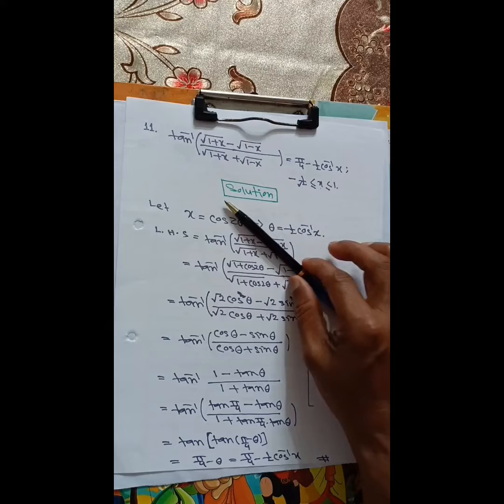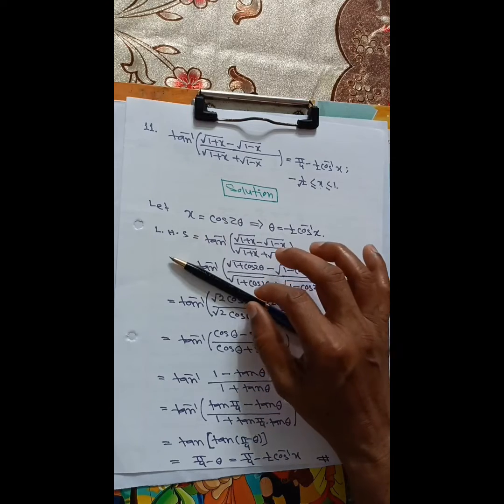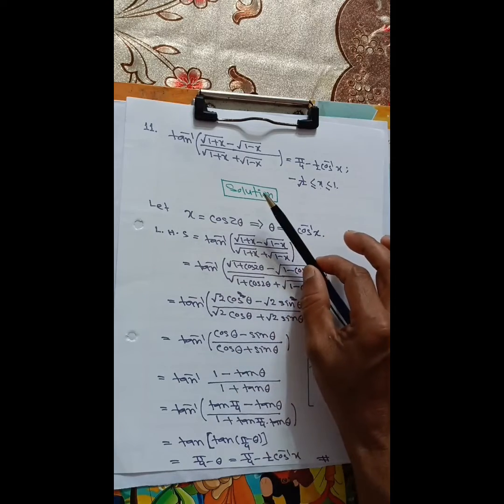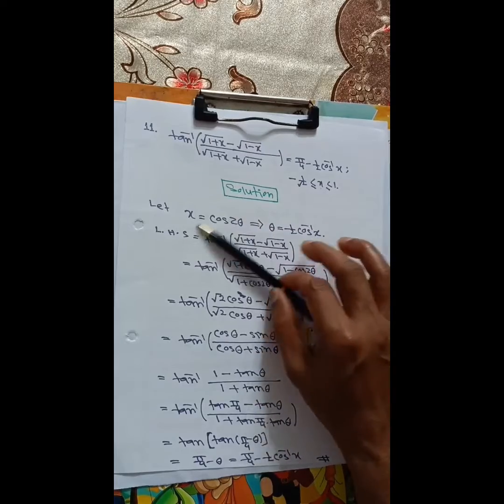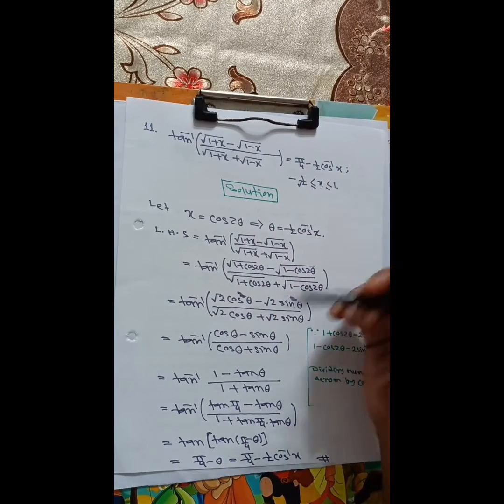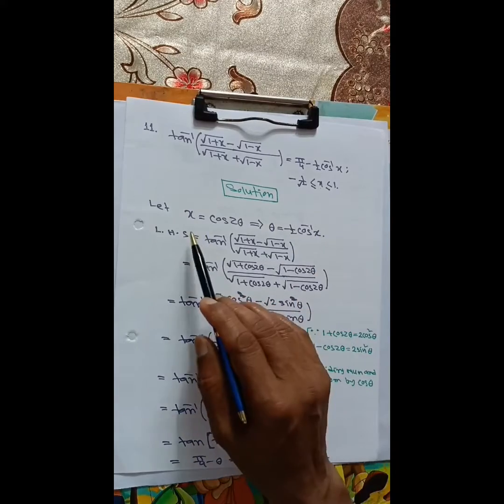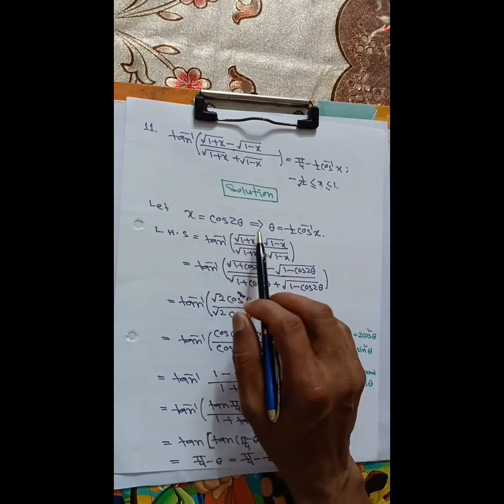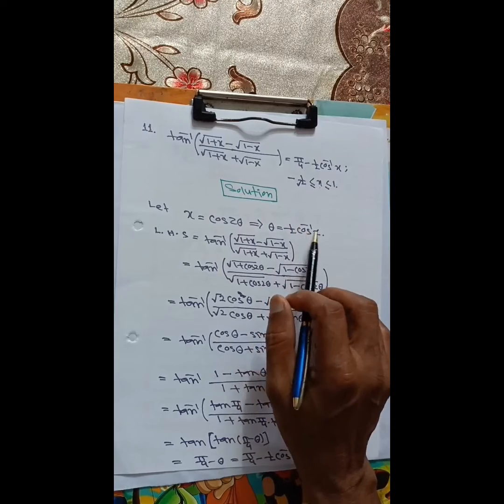In this question there is a tip. It is also given in the question. For the tip we use the same tip: let x is equal to cos twice theta, then we get theta is equal to half of cos inverse x.